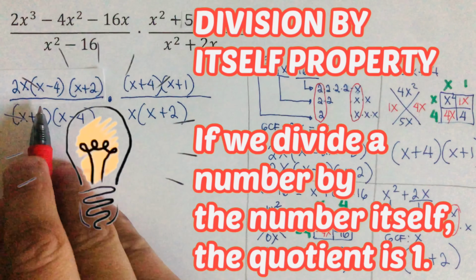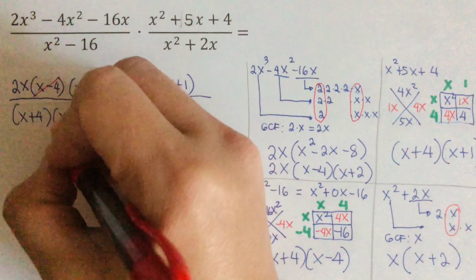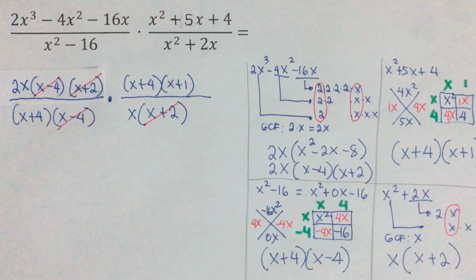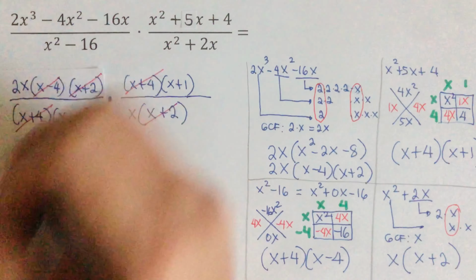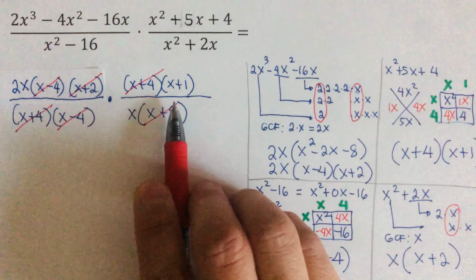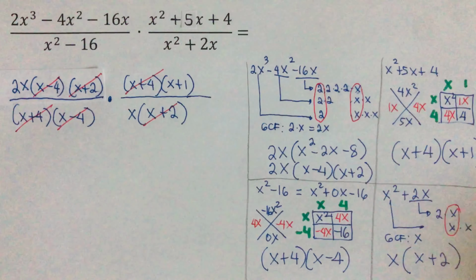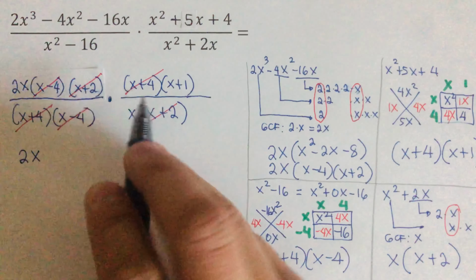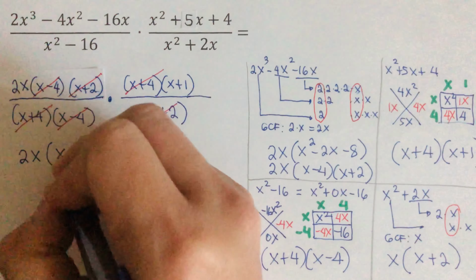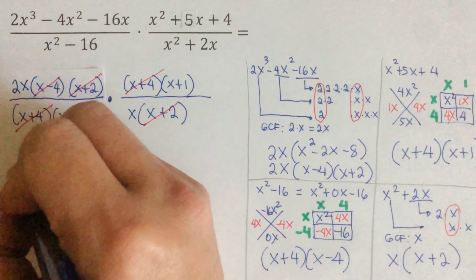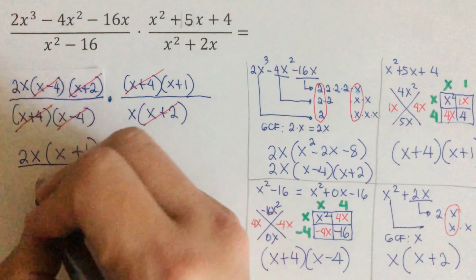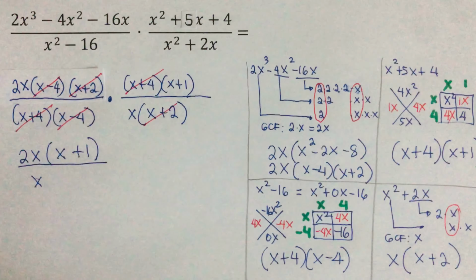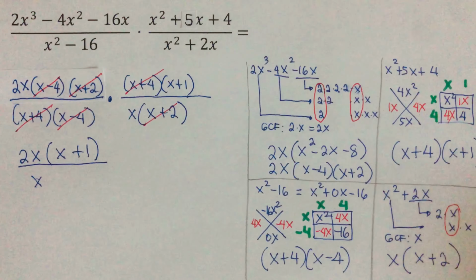So this x minus 4 and x minus 4 gets crossed out. Again, they become 1, and then this x plus 2 and x plus 2 gets crossed out as well. x plus 4 and x plus 4 gets crossed out. So we are left with these ones right here. So we can go ahead and rewrite that. On the numerator, that would be 2x, and then we have parentheses x plus 1 as the leftover. On the denominator, we're left with x, and then we have crossed out the x plus 2, so pretty much just the x left on the bottom.